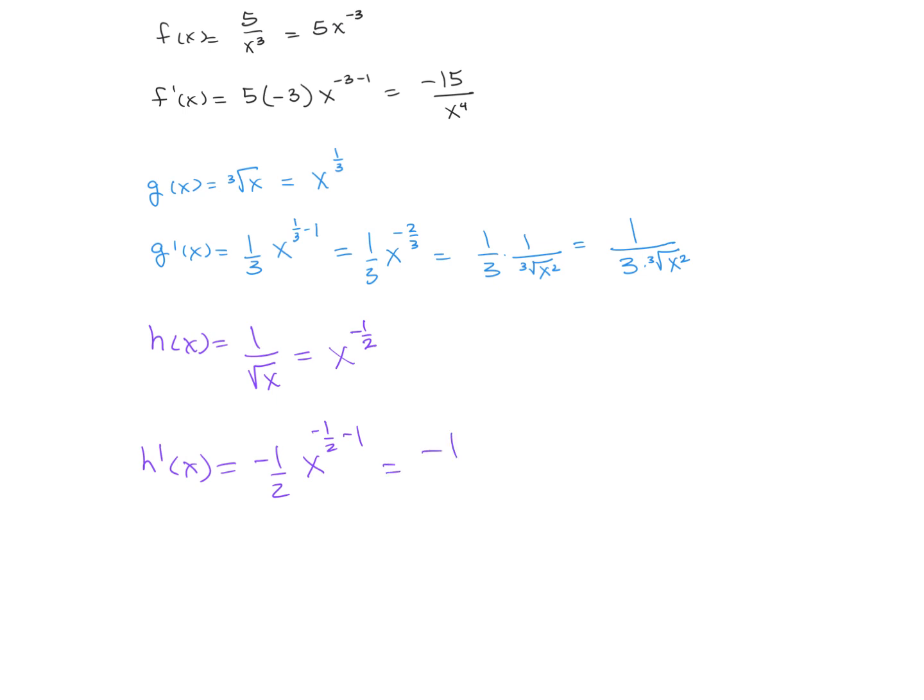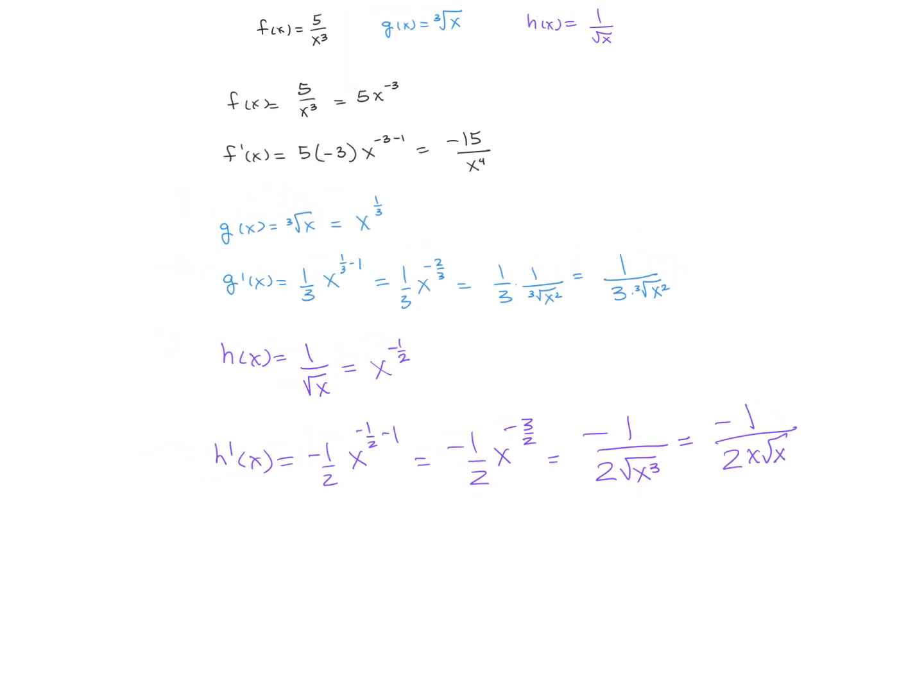So that's going to be negative 1/2 times x to the negative 3/2 power, which is going to be negative 1 over 2 times the square root of x cubed, which does simplify down to negative 1 over 2 times x times the square root of x.